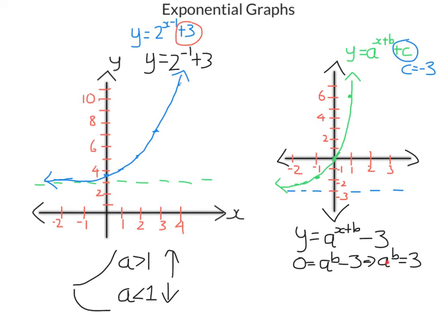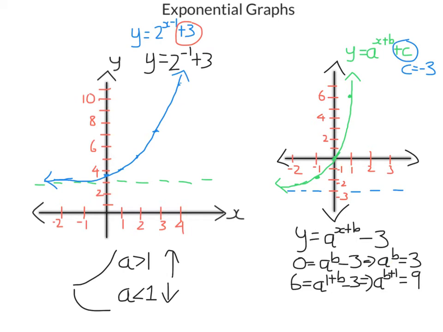If you don't want to use trial and error for a and b, we'll substitute in another point. I'll choose this one, 1, 6. So I'm going to substitute x equals 1, y equals 6 into this equation here. So I get y is equal to a to the power of x plus b minus 3. So I'm going to add 3 to both sides. I get a to the power of b plus 1 is equal to 9. So I can solve for a and b by dividing this equation by this equation. So if I go a to the power of b plus 1 divided by a to the power of b.